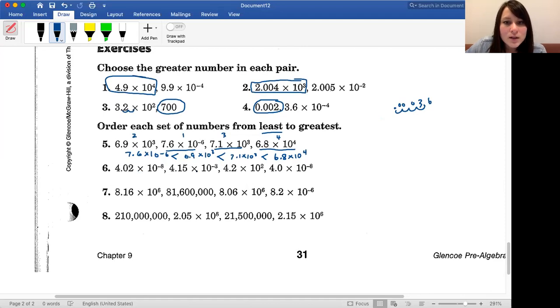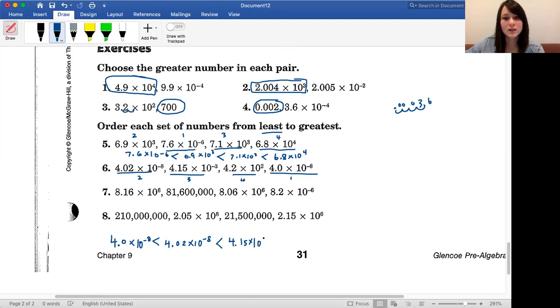Okay, so looking at the smallest, both of these are to the negative 8th power, and this is 4.02, this is 4.0, so I think this one's going to be smallest, then this one's the second smallest. And then there's a negative power, so 3 and then 4. So I'm going to write this as 4.0 times 10 to the negative 8th is less than 4.02 times 10 to the negative 8th is less than 4.15 times 10 to the negative 3rd is less than 4.2 times 10 to the 2nd power.